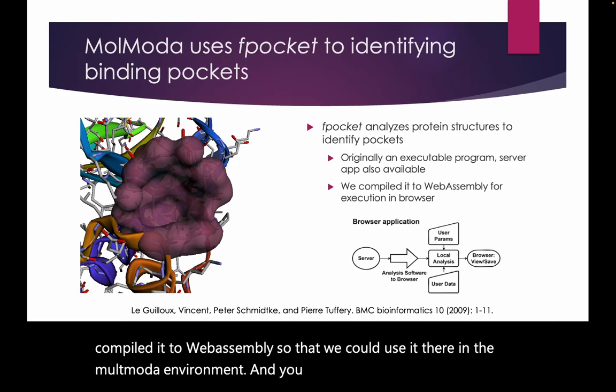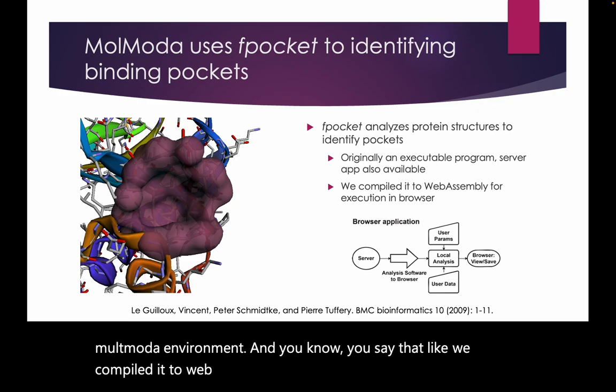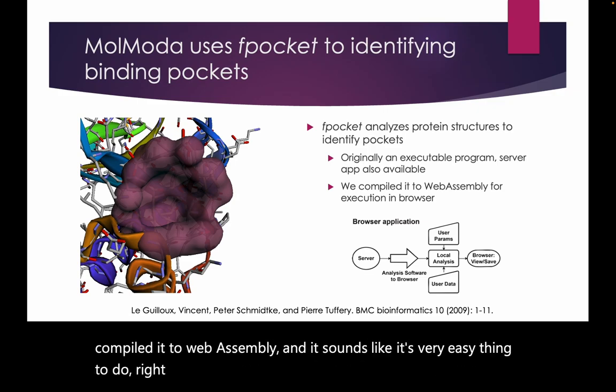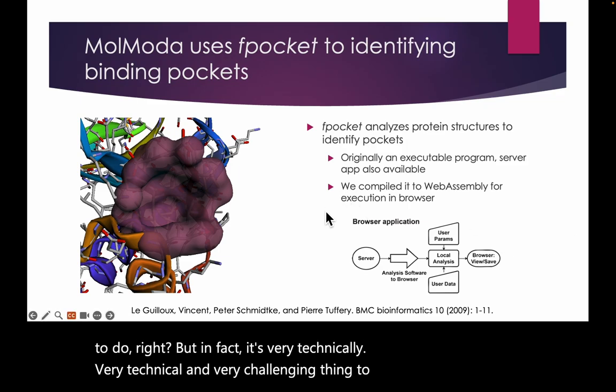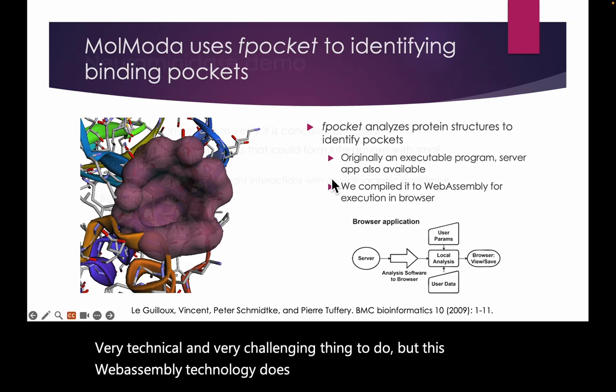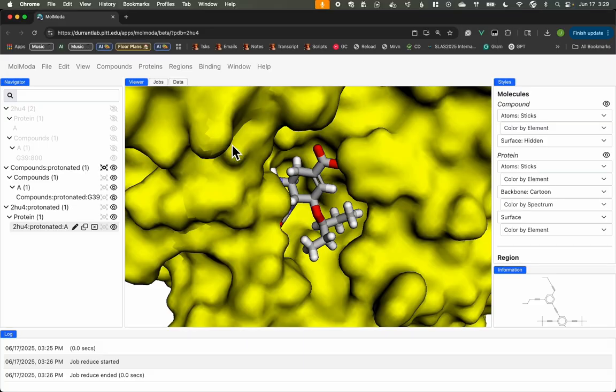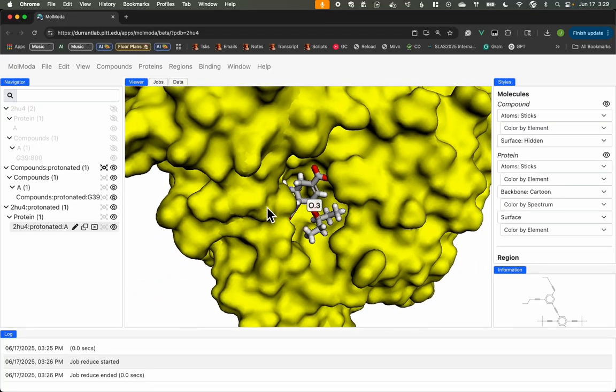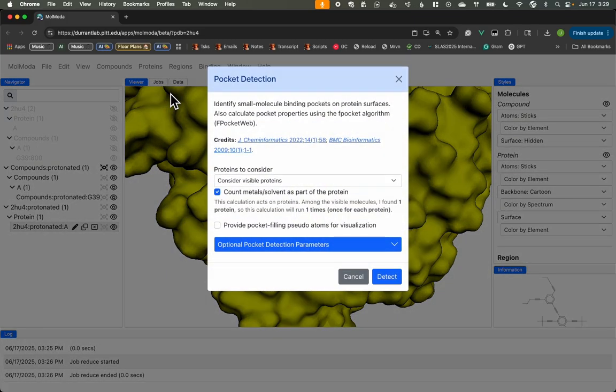And you say that, like we compiled it to WebAssembly, and it sounds like it's a very easy thing to do, right? But in fact, it's a very technical and very challenging thing to do. But this WebAssembly technology does make it possible, right? So let's go ahead and return here to our beta version of MolModa. And what I'm going to do is I'm going to come up here to Proteins, and then I'm going to click on Detect Pockets.